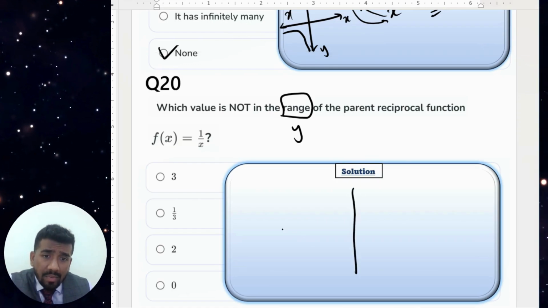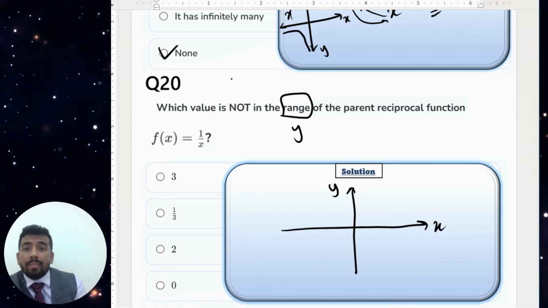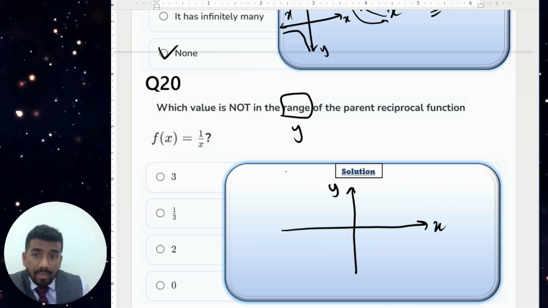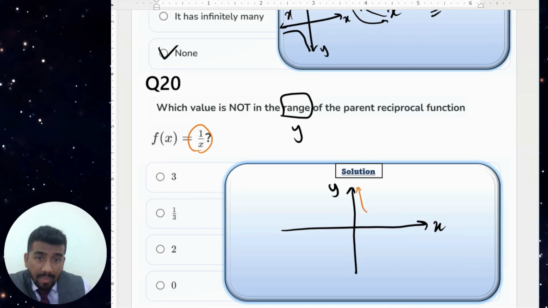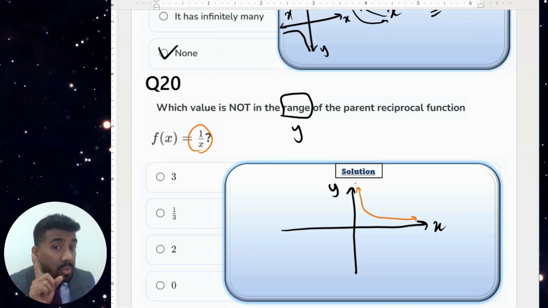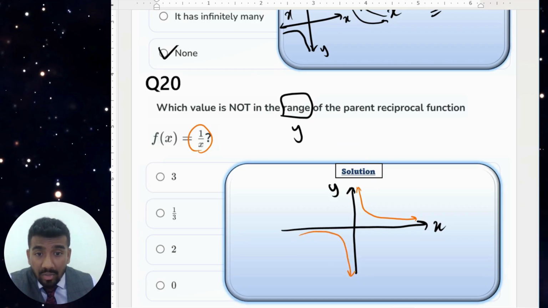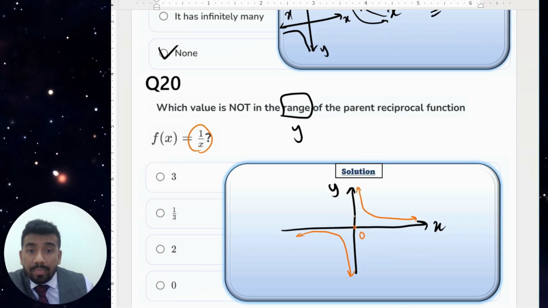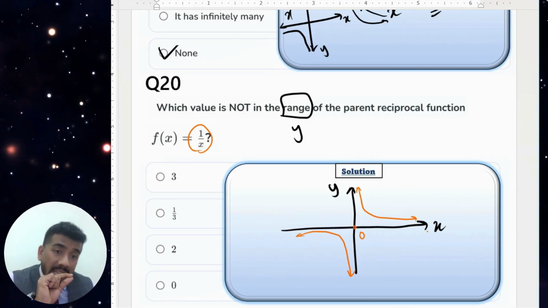In the graph, this is your x and this is your y. Now look at the graph. For the reciprocal function, how is the graph? The graph goes like this and like this. So it comes closer to y but never touches y. It comes closer to x but never touches x. Same on this side also. Okay. So you see, what is this point? This is 0. So it never touches y at 0 and neither does it touch x at 0.